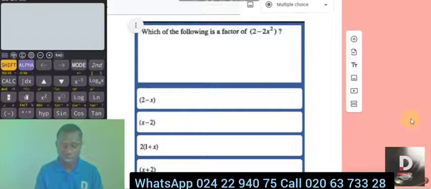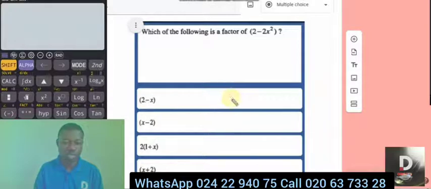Test 1.2 solution video. So quickly, let's go. Which of the following is a factor of 2 minus 2x squared? You know, to find a factor of something.